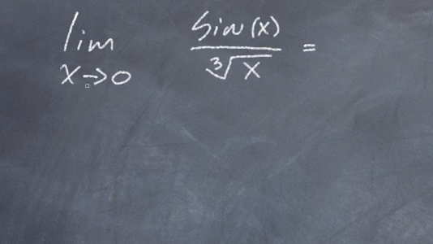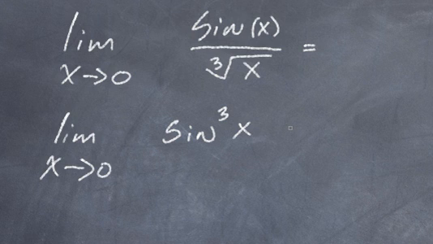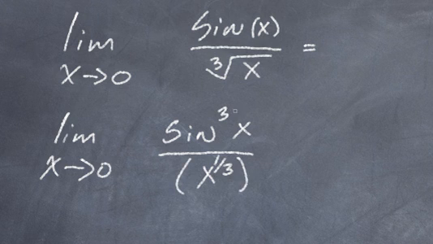And this one here is definitely going to be a trick. And this is what I'm going to do. I'm going to write sine cubed x here. In other words, cubing the top, and then cubing the bottom. Now this is the cube root of x, so I can rewrite this as x to the 1/3 power. But if I cube the top, I must do the bottom also.